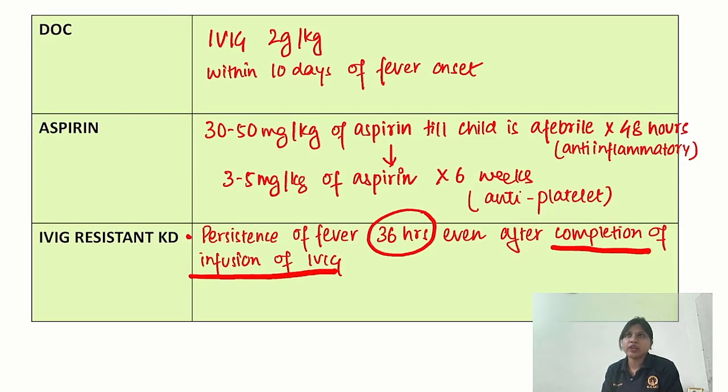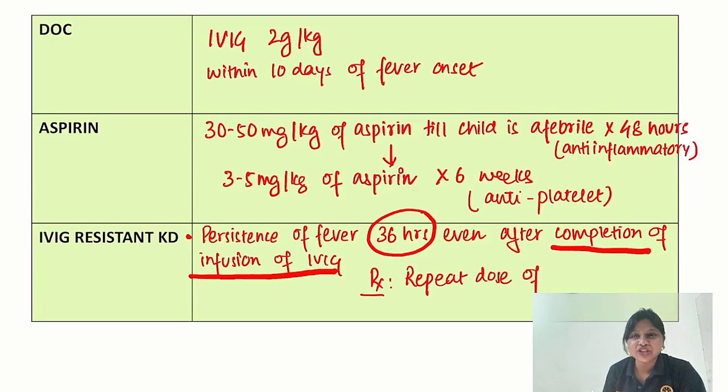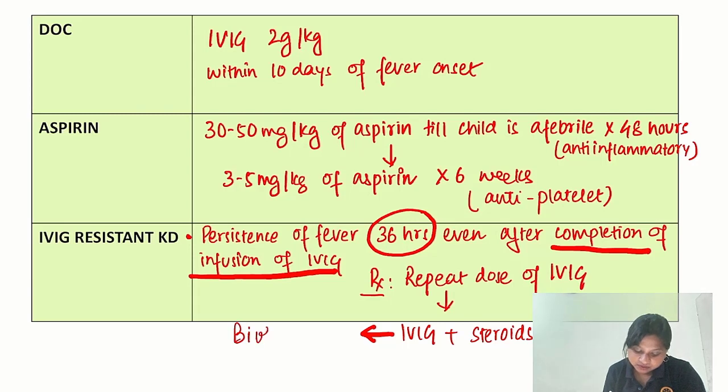Okay, so what do you do in case of IVIG resistant KD? What is the next best step? Treatment: repeat dose of IVIG. Already I told you that whatever is in the question, the answer has to be IVIG, so if that is also not helping, then you go for IVIG plus methylprednisolone steroids. Again, if that is also not helping, next you go for biologics, anti-TNF alpha inhibitors or anakinra, etc. So is the treatment portion clear?